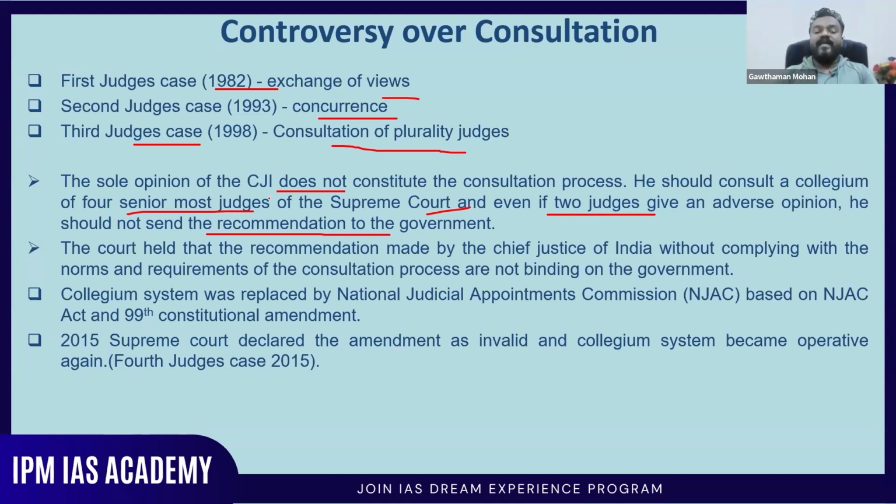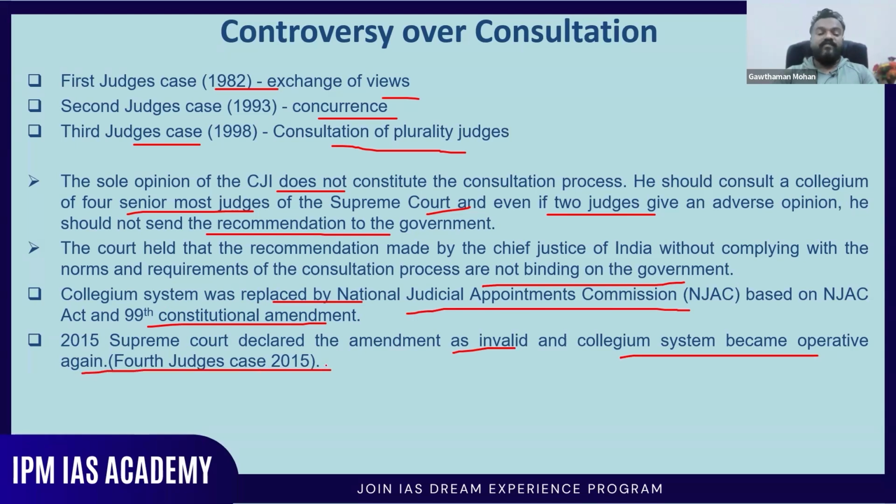Then the court held that the recommendation made by the Chief Justice of India without complying with the norms and requirements of the consultation process are not binding on the government. That is also another major point. Then the collegium system was replaced by the National Judicial Appointments Commission based on the NJAC Act of the 99th constitutional amendment. And in 2015, the Supreme Court declared the amendment as invalid and the collegium system became operative again. That is the 4th judge's case of 2015.